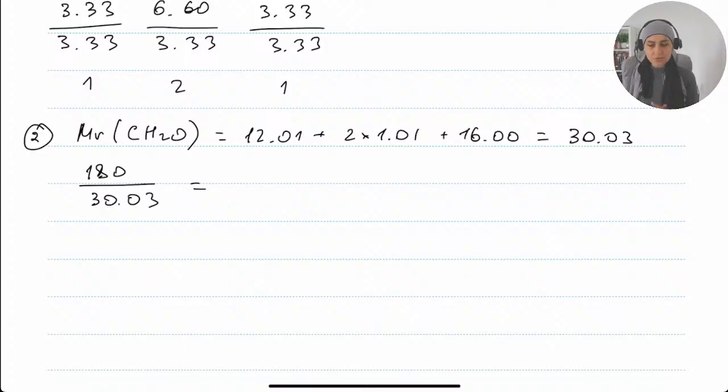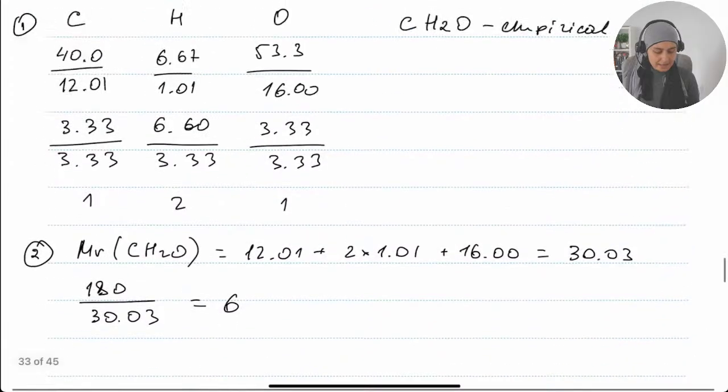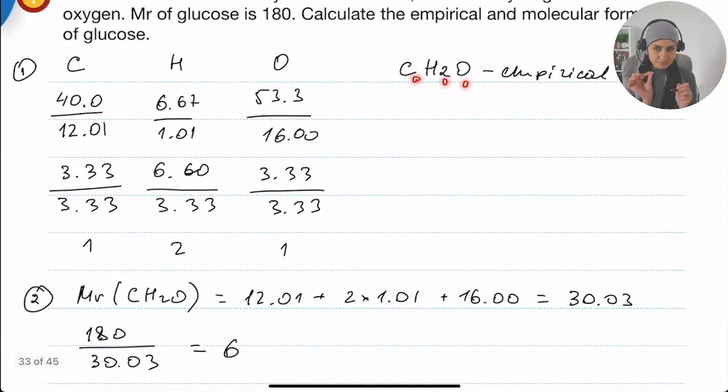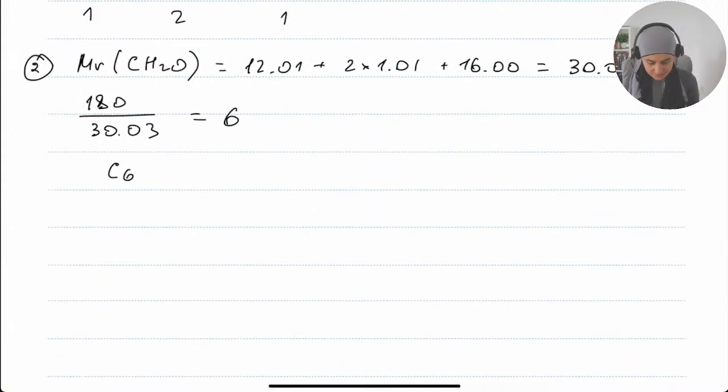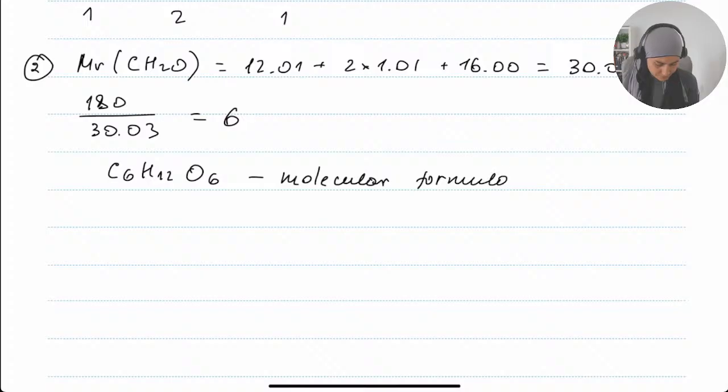And you have to get a whole number. If it's close to a whole number, that's fine. If it's something completely far away from a whole number, then you did something wrong. So this is 6, which means that our empirical formula was CH2O, and then I multiply all of the small numbers, all the indices, by 6. So it becomes C6H12O6. That is the molecular formula.